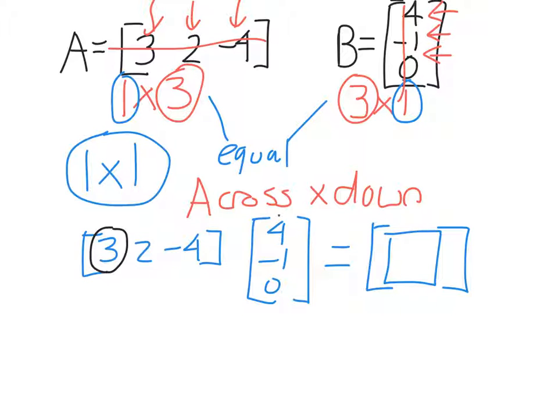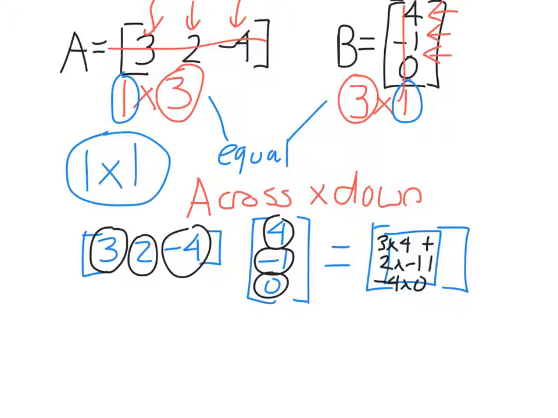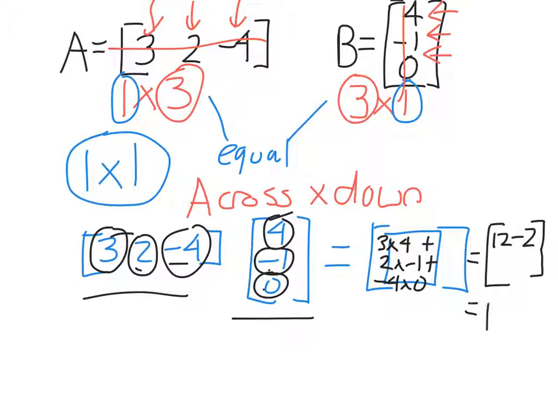We pair the first elements together and multiply them together. Then we pair the next two elements together and multiply them. Same with the third ones. And then you add all of these up. So the answer will be 3 times 4, which is 12, 2 times -1 is -2, and then -4 times 0 is just 0. So it will be 12 minus 2, which is just the matrix with one entry, 10.